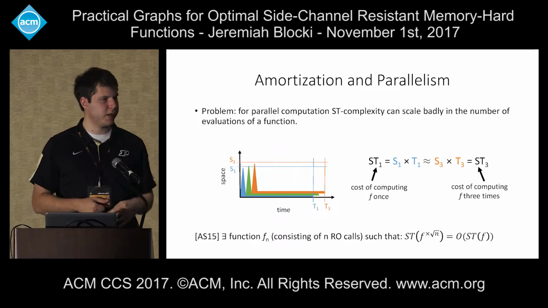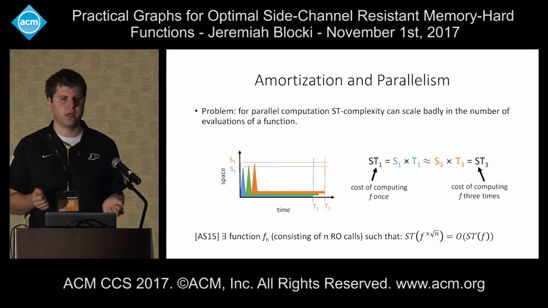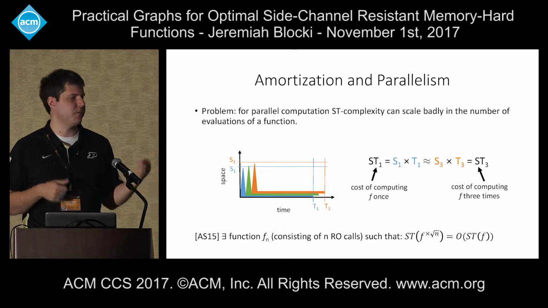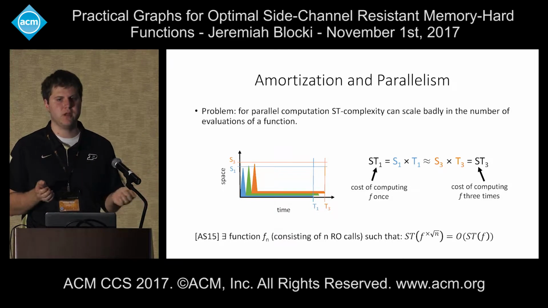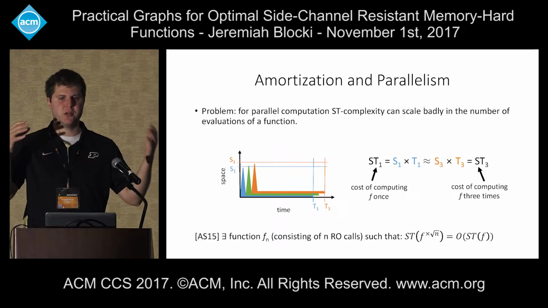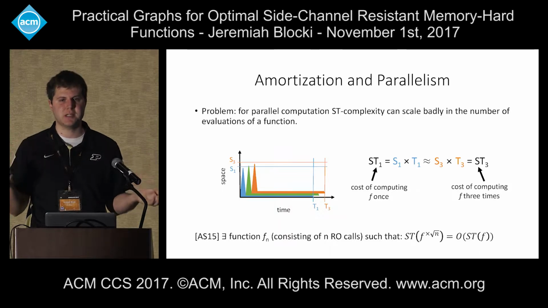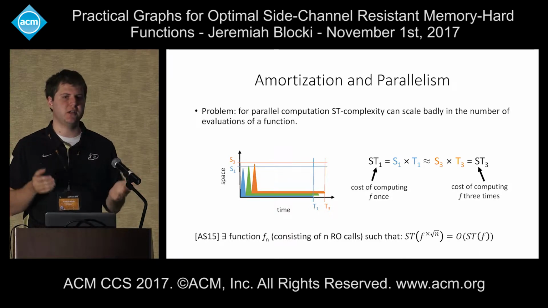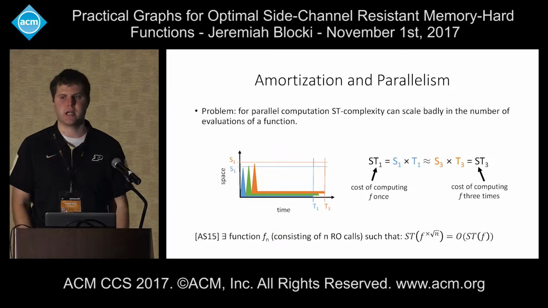Right? So in general, there are counterexamples where the space-time complexity to compute this function or to pebble this graph really scales badly with the number of instances being evaluated. And of course, the attacker wants to compute this function on millions or billions of password guesses. So we want cost to increase linearly with the number of guesses that the attacker tries.